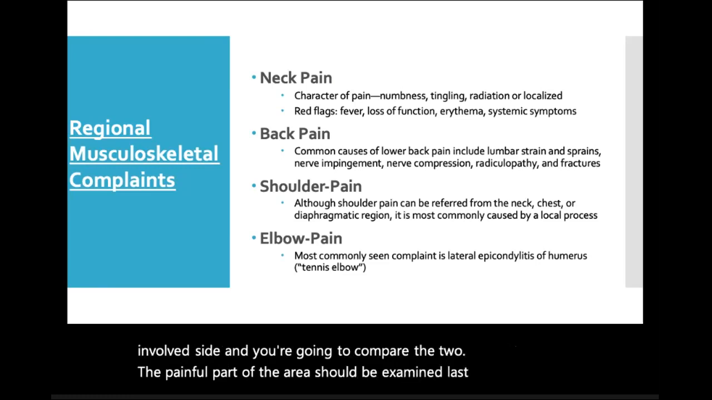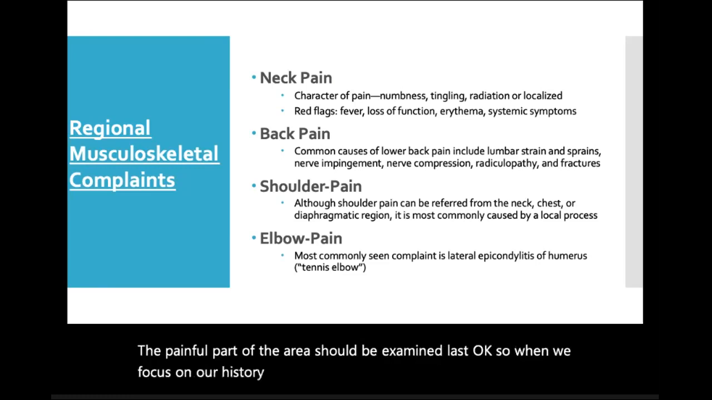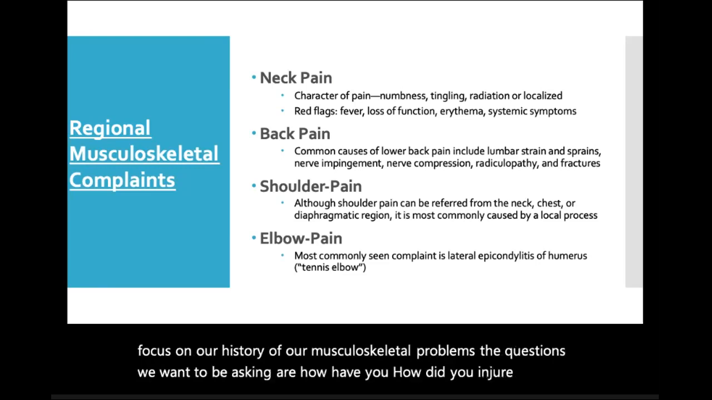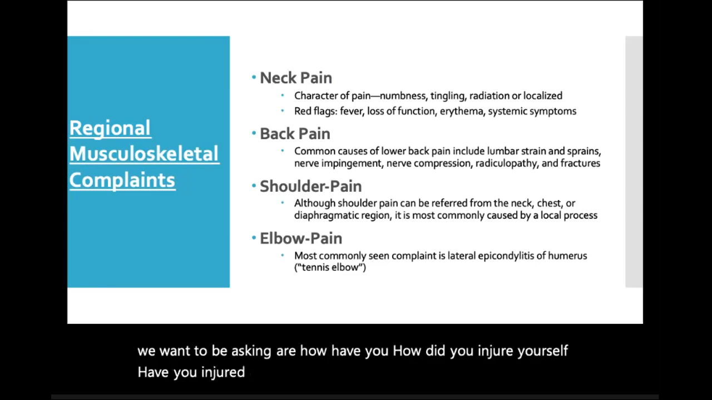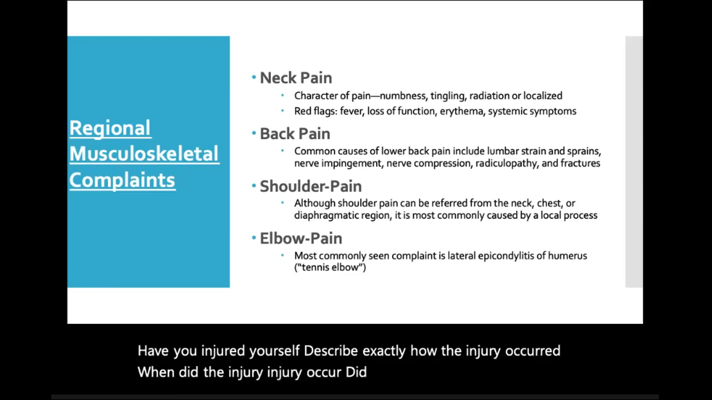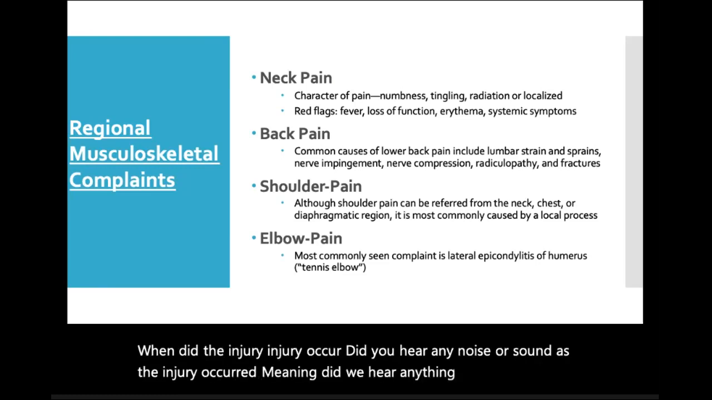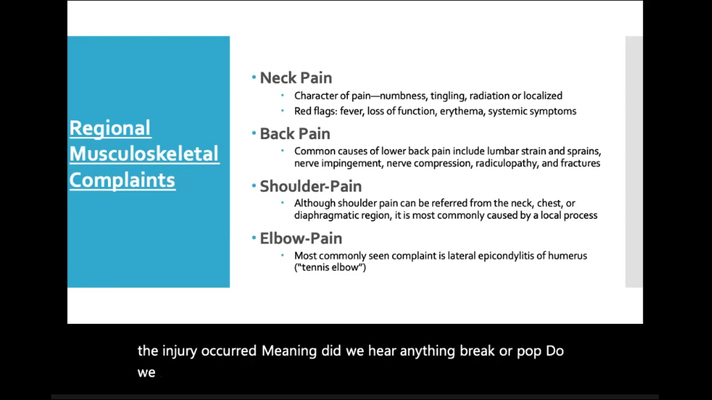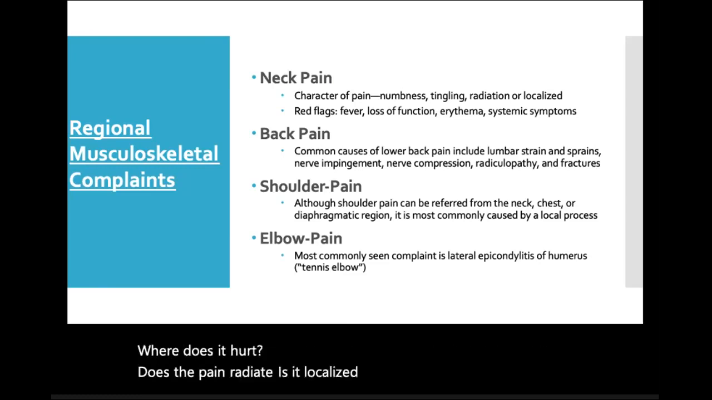So when we focus on our history of our musculoskeletal problems, the questions we want to be asking are, how did you injure yourself? Have you injured yourself? Describe exactly how the injury occurred. When did the injury occur? Did you hear any noise or sound as the injury occurred? Meaning, did we hear anything break or pop? Do we hear any crunching? If so, describe the sound. Where does it hurt? Does the pain radiate? Is it localized or diffuse? Do you have numbness or tingling? Is there a loss of function?